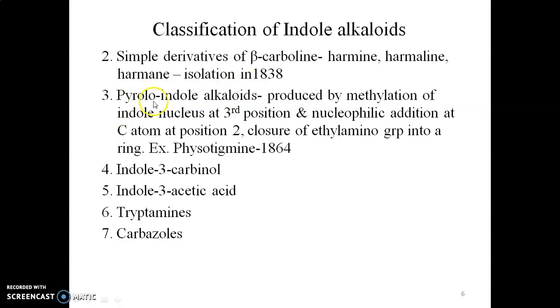Then third is the pyrroloindole alkaloids. So these are produced by methylation of the indole nucleus at the third position and by the nucleophilic addition at the carbon atom of position second, with the closure of the ethylamino group into a ring. So this constitutes the pyrroloindole alkaloids. For example, physostigmine, it was isolated in 1864. Then you have the fourth one, indole-3-carbinol, then you have indole-3-acetic acid, you have tryptamines, you have carbazoles.